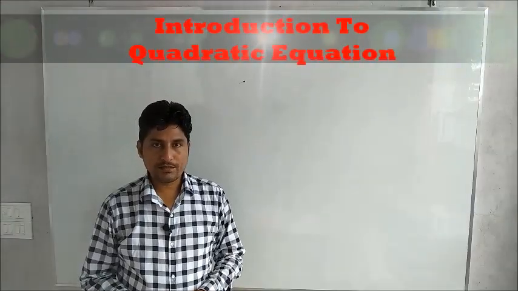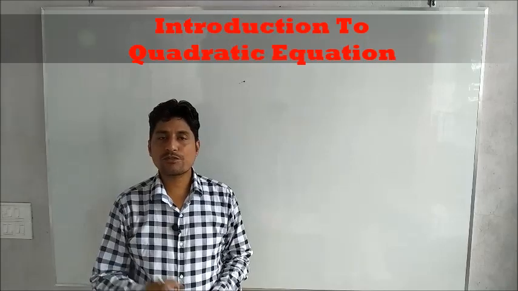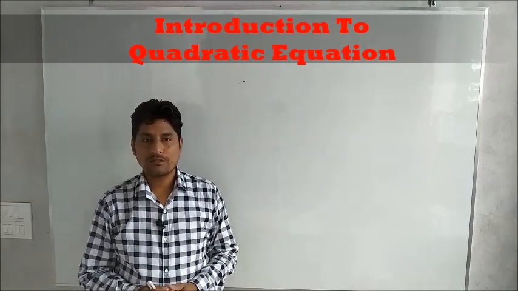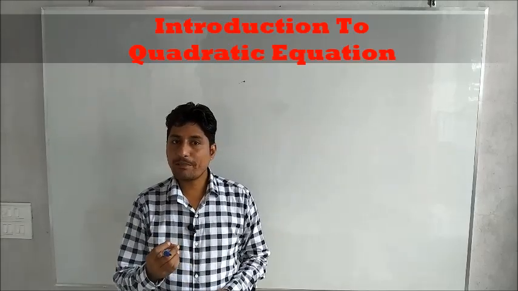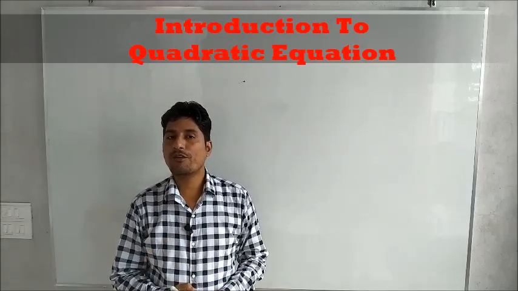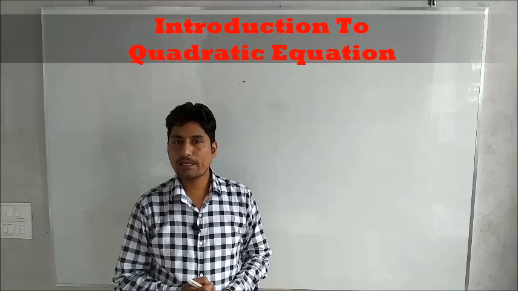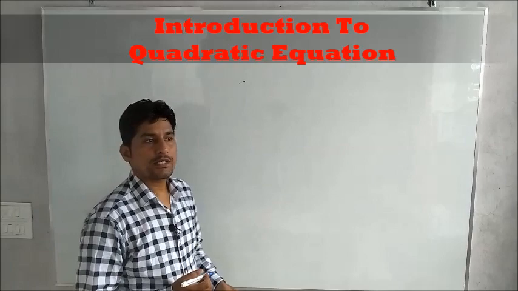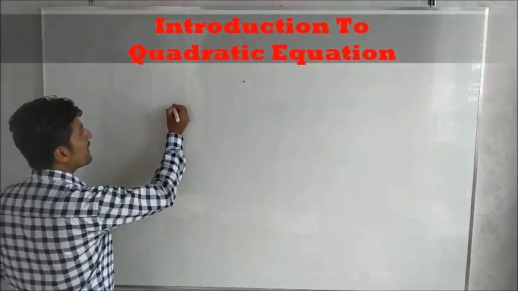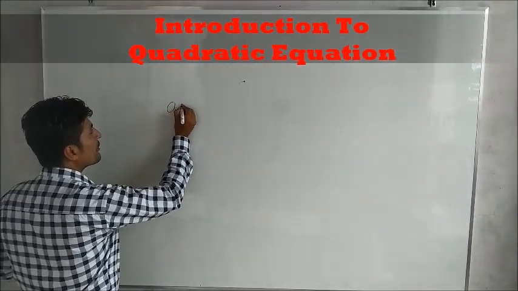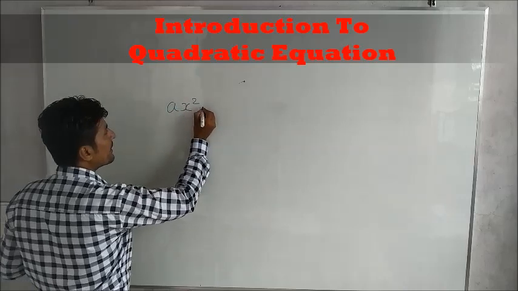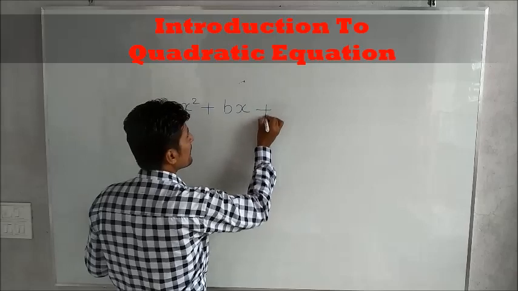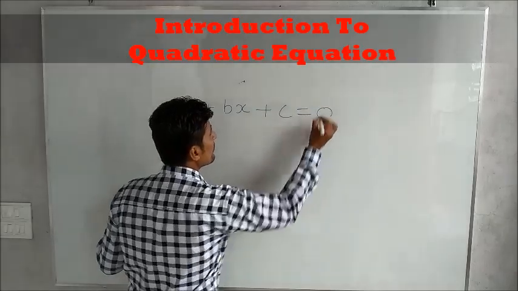Our today's topic is quadratic equation. So first of all, we will see what is the quadratic equation. The equation which can be represented in the form of ax square plus bx plus c equals to 0 is termed as quadratic equation. Once again I am repeating the definition of quadratic equation.